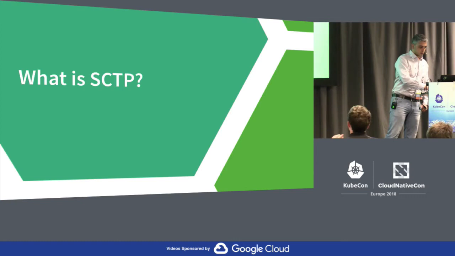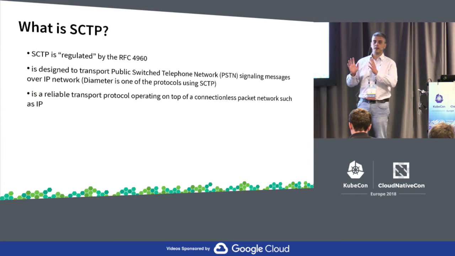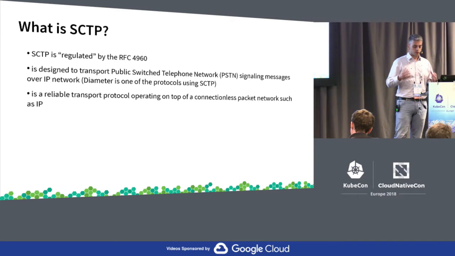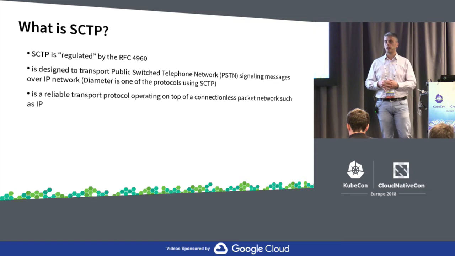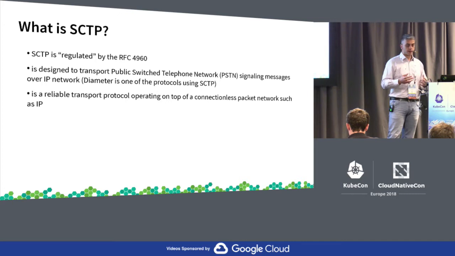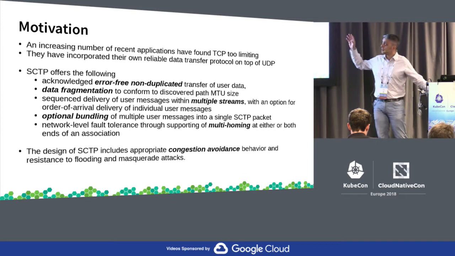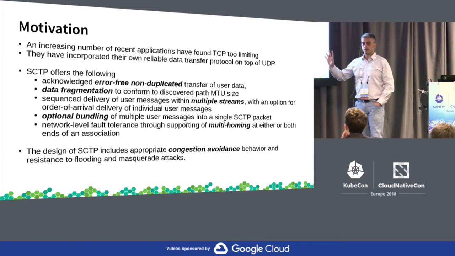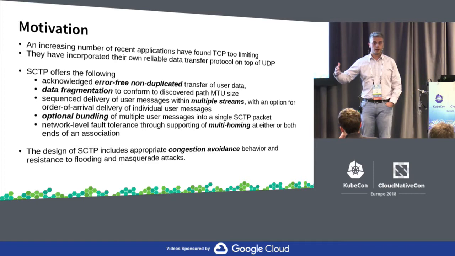So this doesn't want to be a networking RFC readout, but just to give you an idea of what SCTP is. It's regulated by RFC 4960. It's a protocol that has been designed for telecoms companies, and there is a specific protocol that I know about called Diameter that actually goes over SCTP. It's a very reliable and very feature-rich protocol. This slide shows you a little bit of what SCTP is trying to accomplish. I don't want you to read through this or necessarily know about SCTP, but it will come in handy when I talk to you about the lessons learned and the approach I followed in implementing this new L4 protocol.